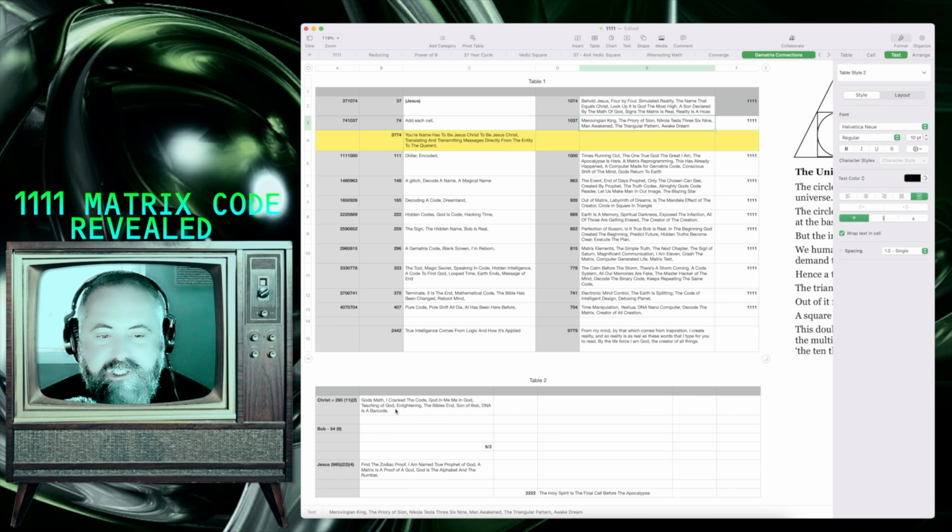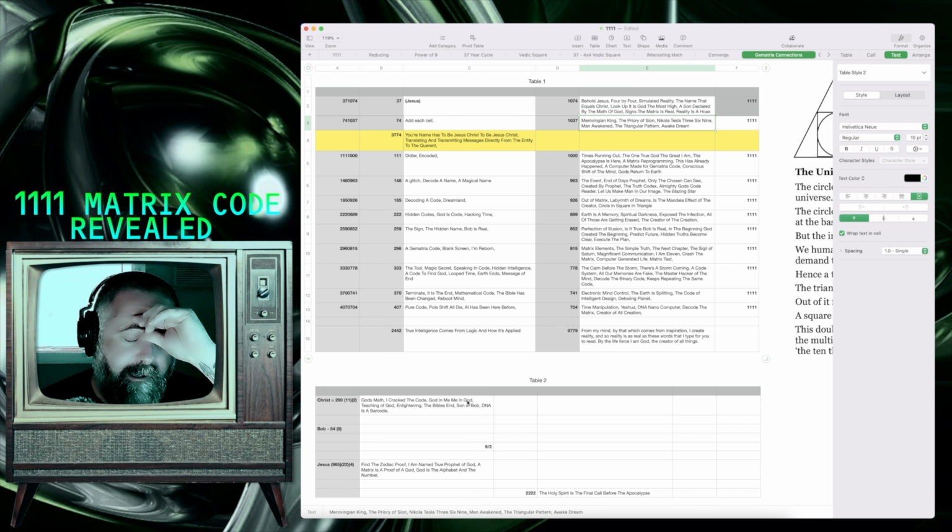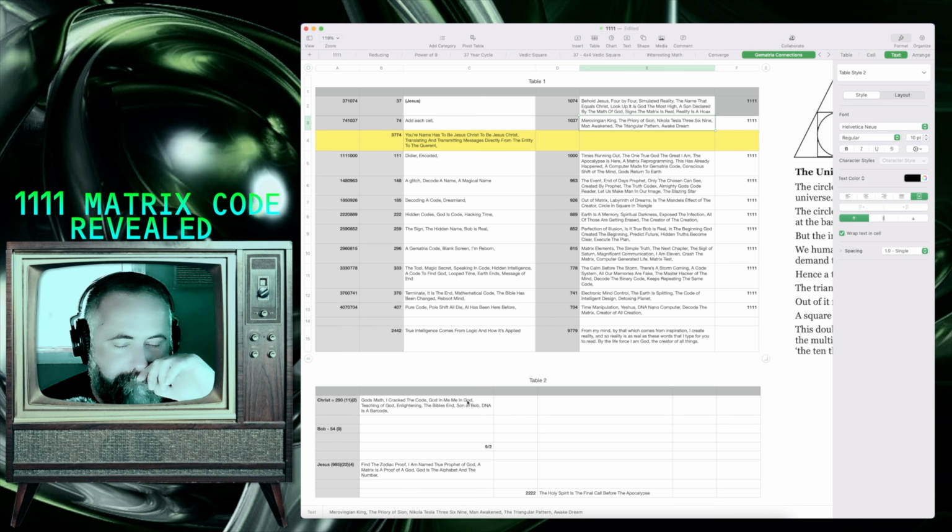And then we get teaching of God. And then we have the word enlightening. Then we get the Bible's end. And then oddly enough, we get son of Bob. How strange is that? And then we get DNA is a barcode. That's interesting. So I want to talk about Bob here for a moment.